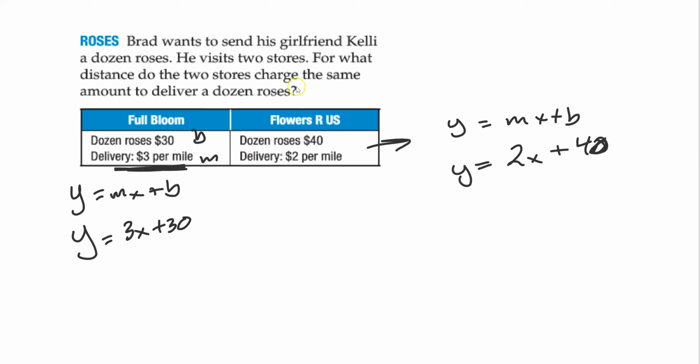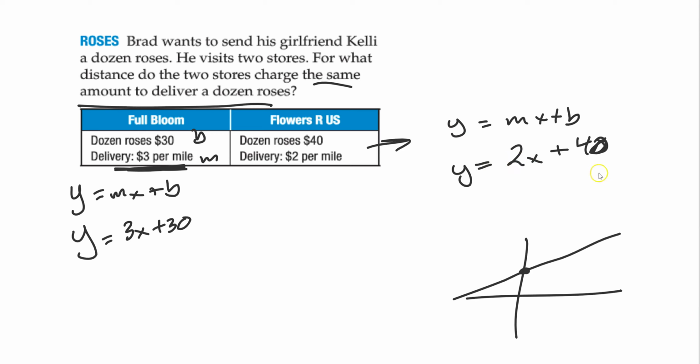Now there's a couple ways to figure out when they charge the same amount. So one thing you can do is graph them both, right? Graph Full Bloom, awesome name. So plus 30, slope is 3/1, graph something like that. You could graph Flowers R Us, kind of lame. So 40, slope is 2, and you can figure out where they cross. So right there is where they charge the same amount. So that's one way to do it.